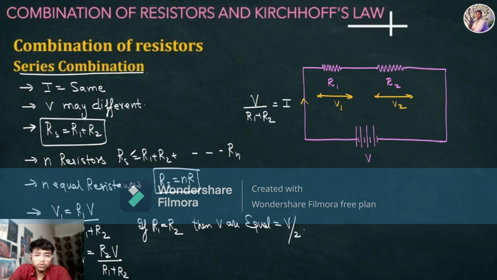Okay. So we all know in the series combination it is equal to R1 plus R2, and if we have to find the current, it will be equal to voltage divided by R1 plus R2. And if there are n resistors, it will be nR. So n times it will be.